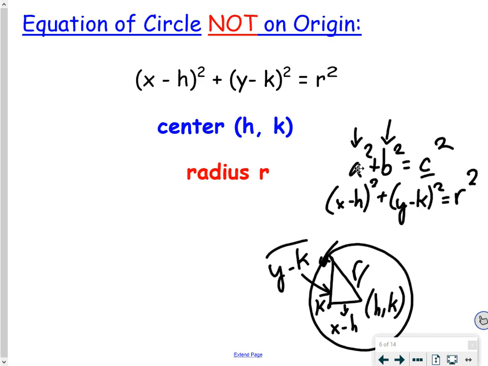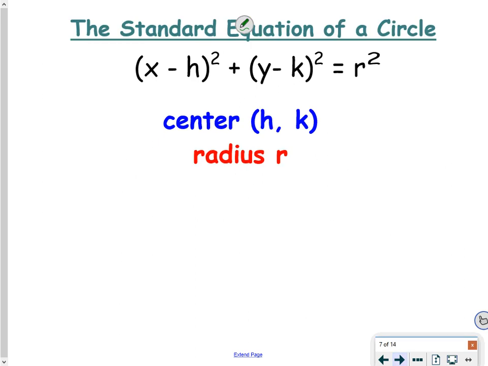That might not be important to you. Maybe you just want to know how to use it, so we're going to go over how we use it. Things that we've got to know: the center is (h, k), and the radius is r in this equation, just like before. So that's the standard equation of a circle on the coordinate plane.